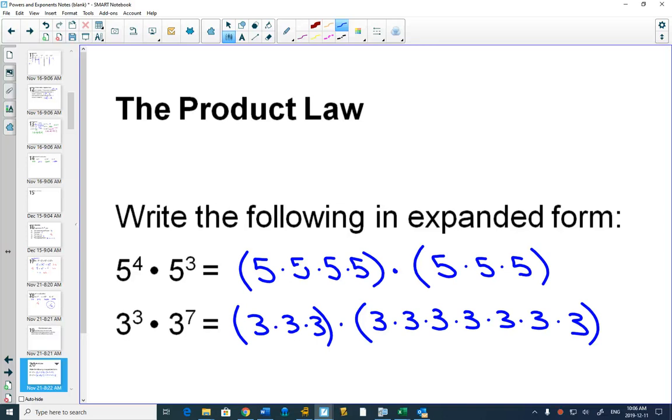Now once we learn the product rule, you're going to say 5 to the 4 times 5 to the 3 is equal to 5 to the 7. And 3 to the 3 times 3 to the 7 is equal to 3 to the 10. So Justin was able to say the 10 before I wrote it. See if you can figure out what he saw.